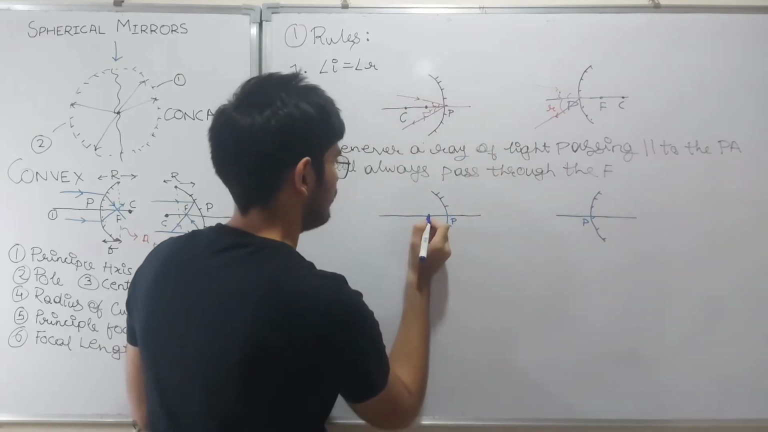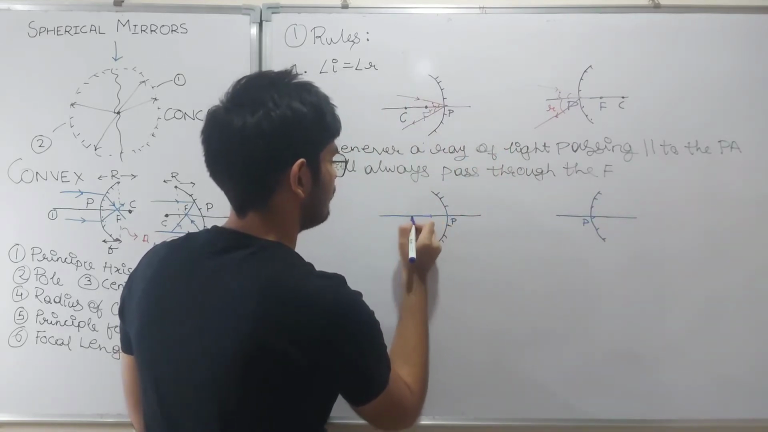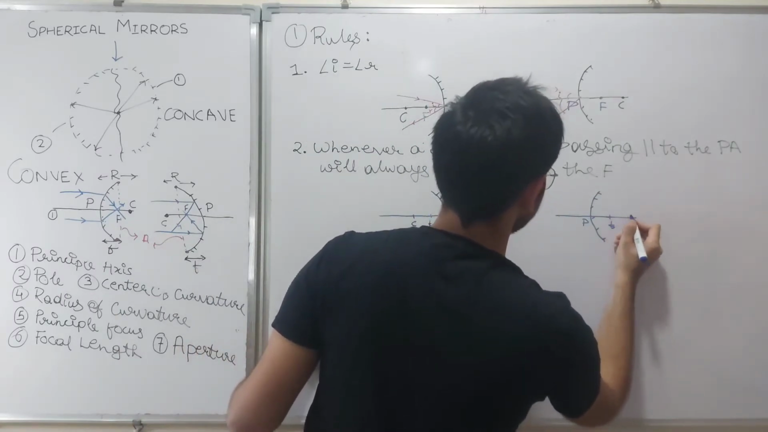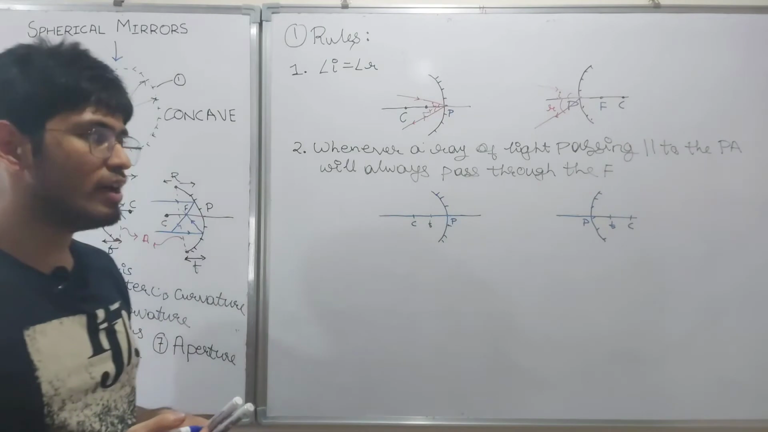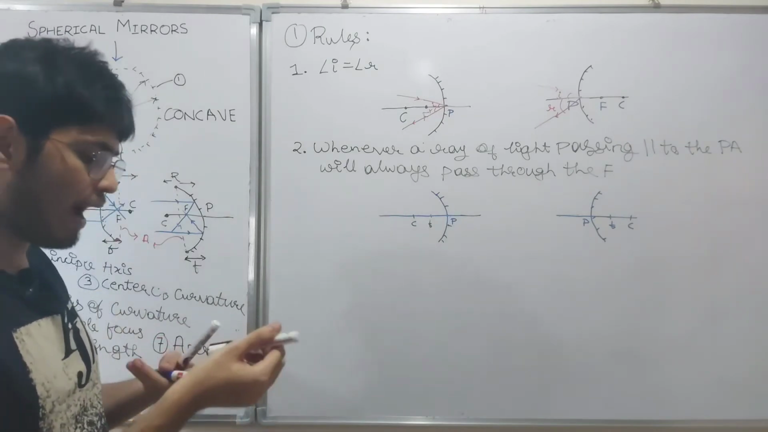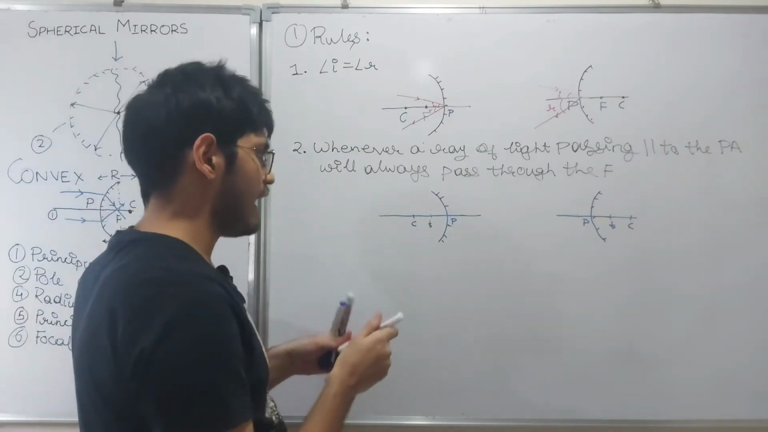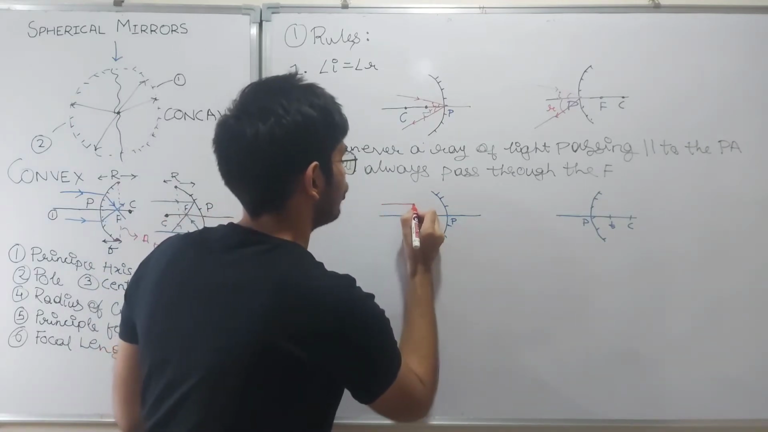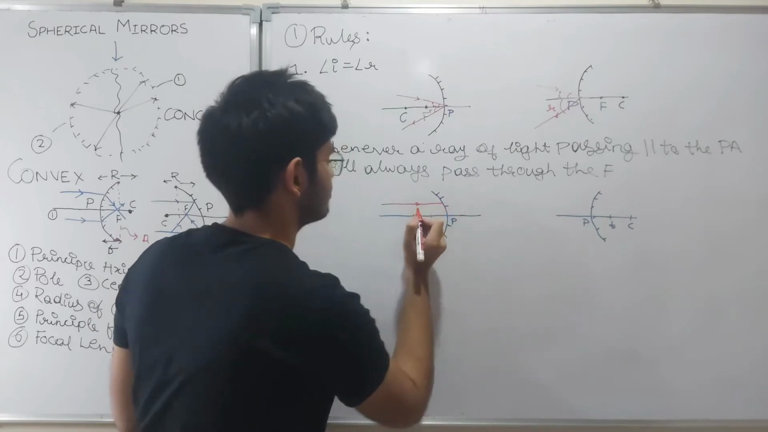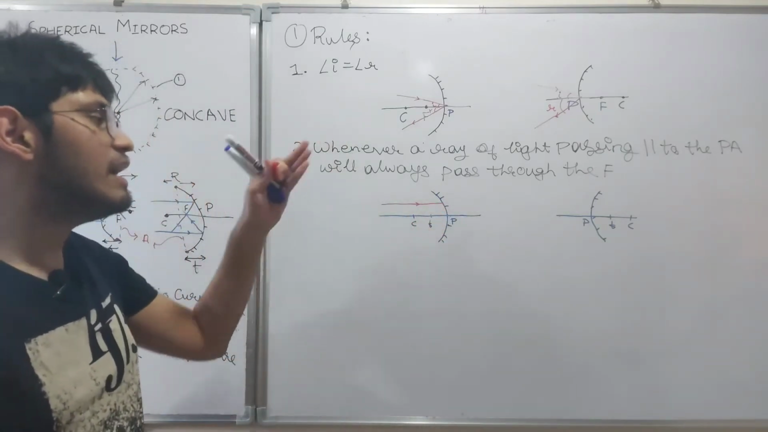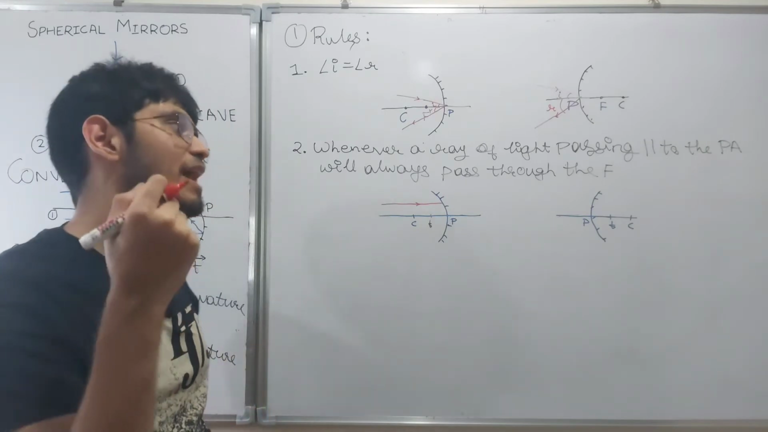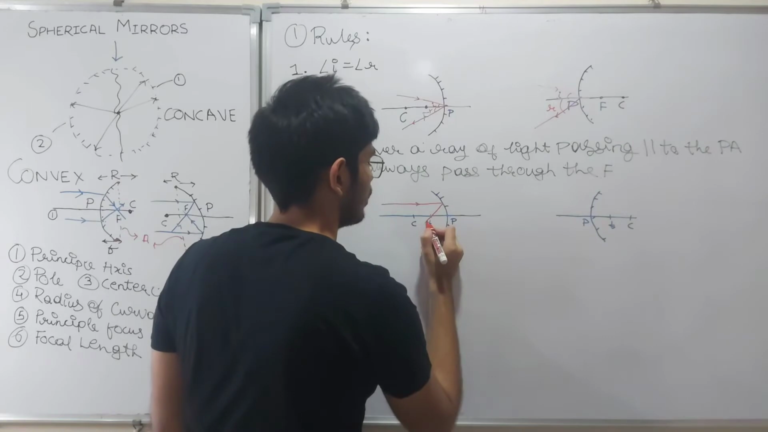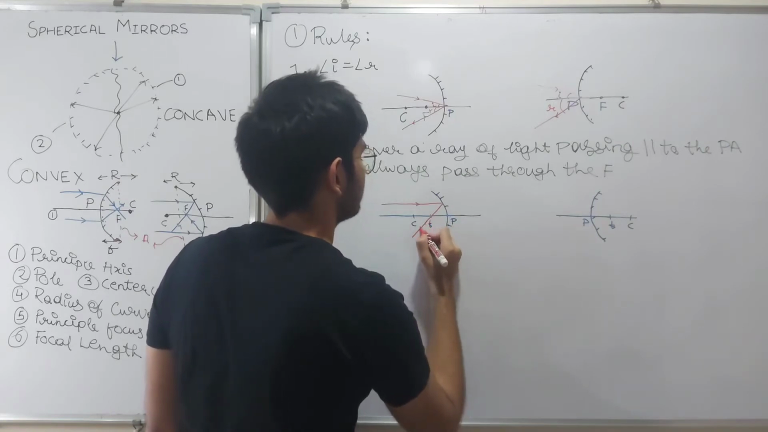Then what will we do? We will mark a focus and a center of curvature. Here also, we will mark a focus and a center of curvature. Then we have to pass a ray of light parallel to the principal axis. This ray of light is passing parallel to the principal axis, somewhat like this. And if a ray of light passes parallel to the principal axis, it will always pass through the focus. So this ray of light will pass something like this.